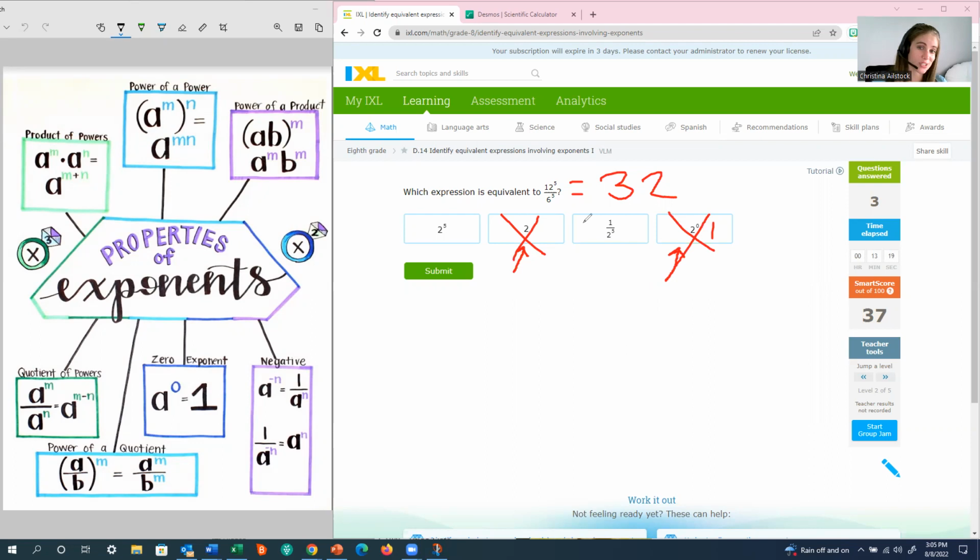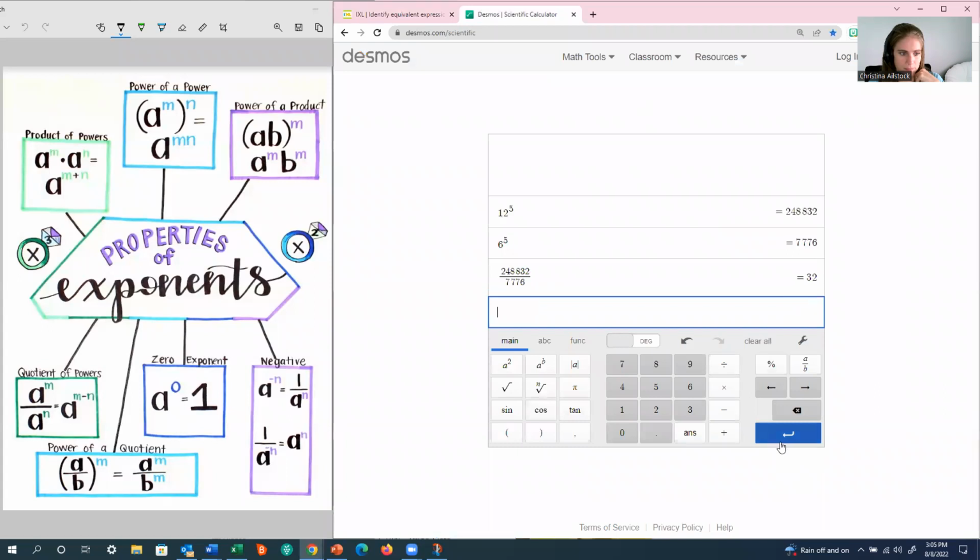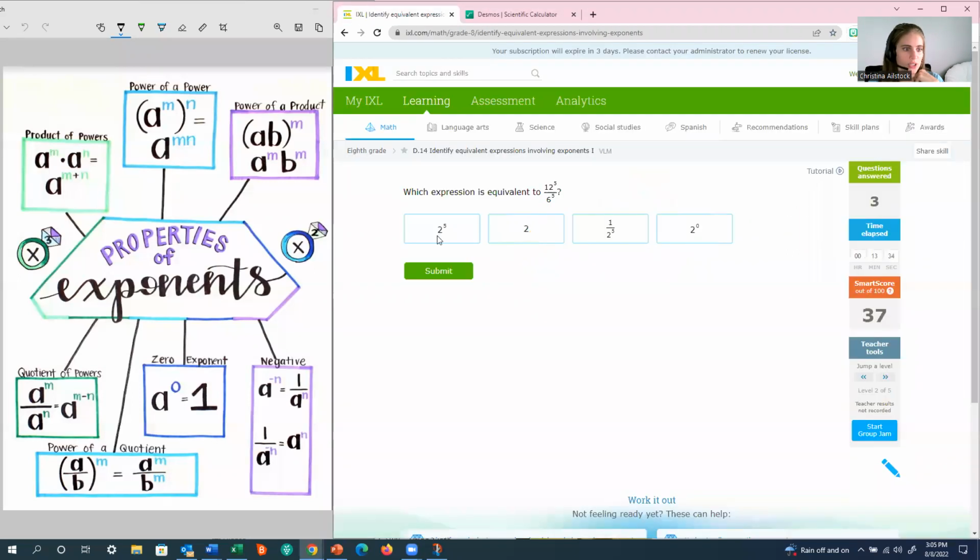Pretty good idea what the answer is going to be, but let's use our calculator to make sure and see what 2 to the 5th is. So 2 to the 5th power is also 32. That right there is our equivalent expression.